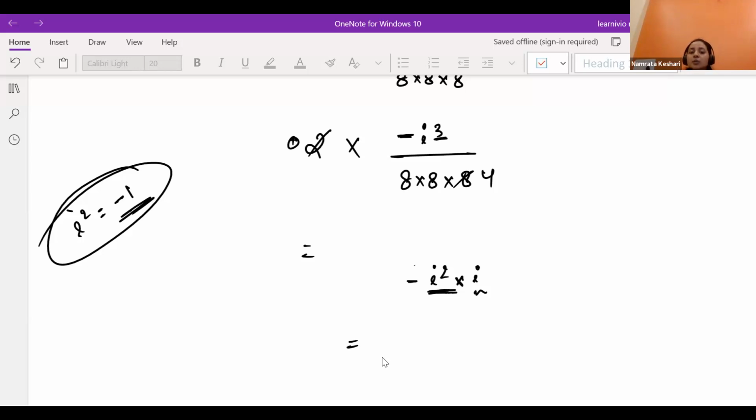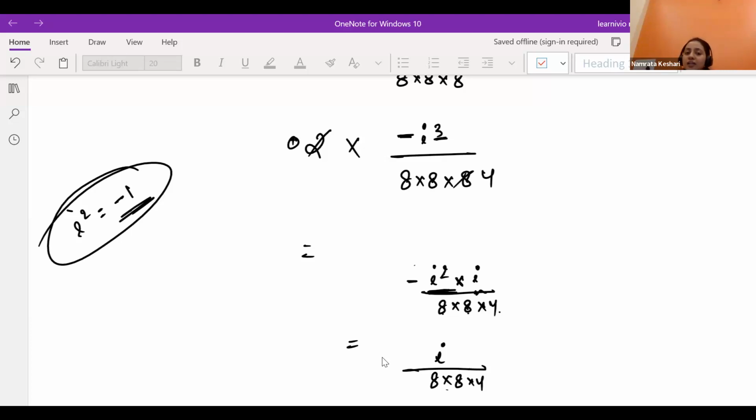Okay, so here we are getting minus i square into 1 by 8 into 8 into 4 is still there. i square value is minus 1. Think about it. Minus of minus 1 is just plus 1. So in the numerator, just i will be remaining and the denominator 8 into 8 into 4 will be. Multiply it. 8 into 8 into 4 is what?